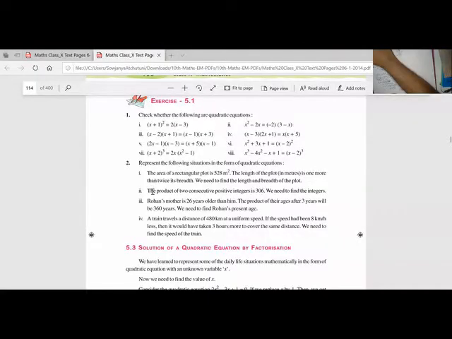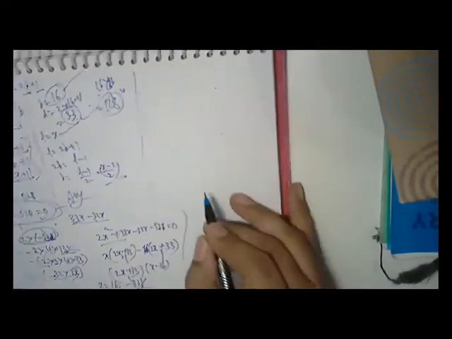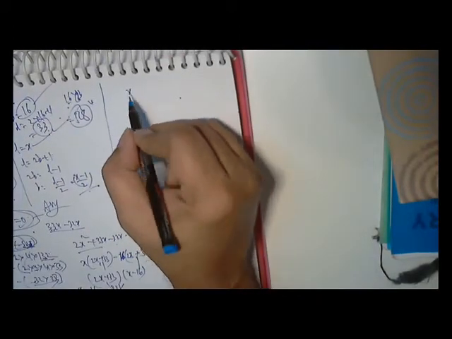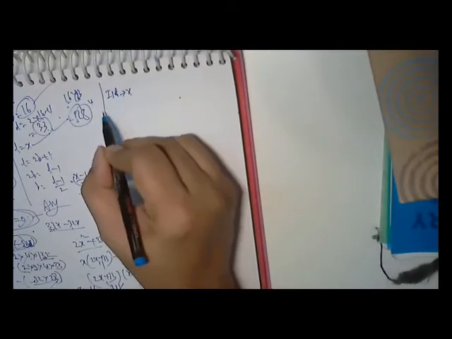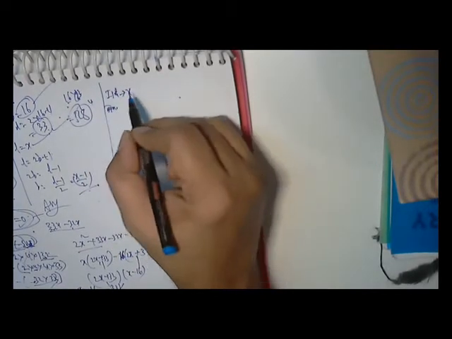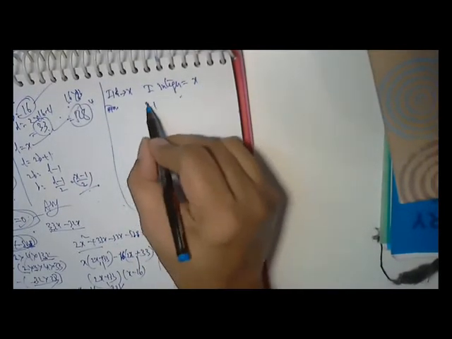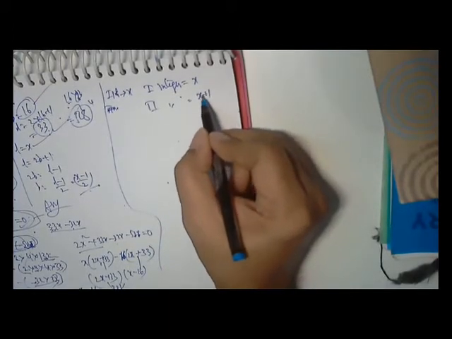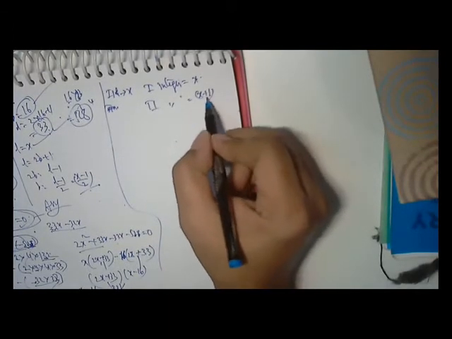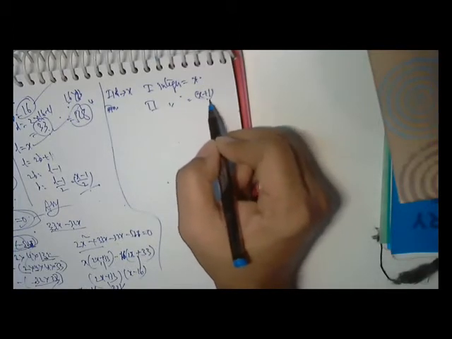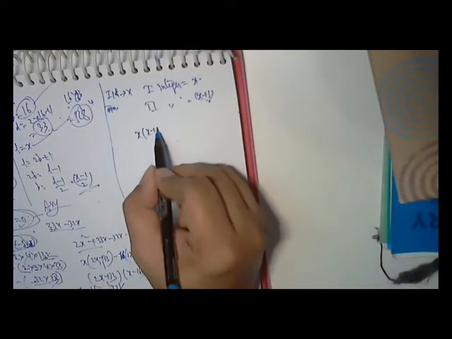Let us see the second one. The product of two consecutive positive integers is 306. What are the integers? Let the first integer be x. What is the second integer? x plus 1, because consecutive. If it is 10, it is 11. If it is 20, it is 21. So consecutive means plus 1. So what is the product? x into (x plus 1).